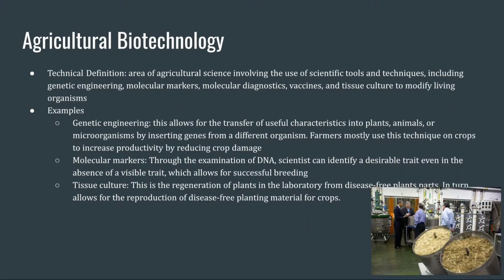The next type of biotechnology is agricultural. This is the area of agricultural science involving the use of scientific tools and techniques, including genetic engineering, molecular markers, molecular diagnostics, vaccines, and tissue culture. So to go in more depth, genetic engineering allows for the transfer of useful characteristics into plants, animals, or microorganisms by inserting genes from a different organism. Farmers mostly use this technique on crops to increase productivity by reducing crop damage.